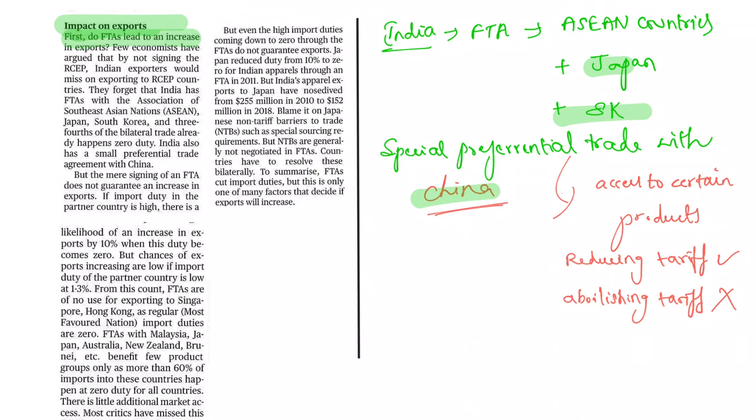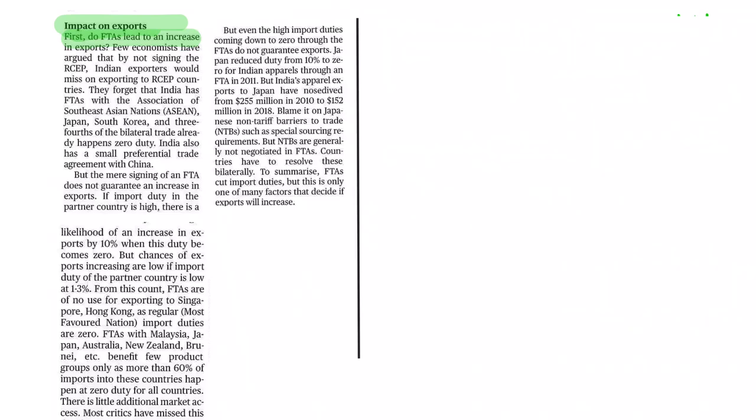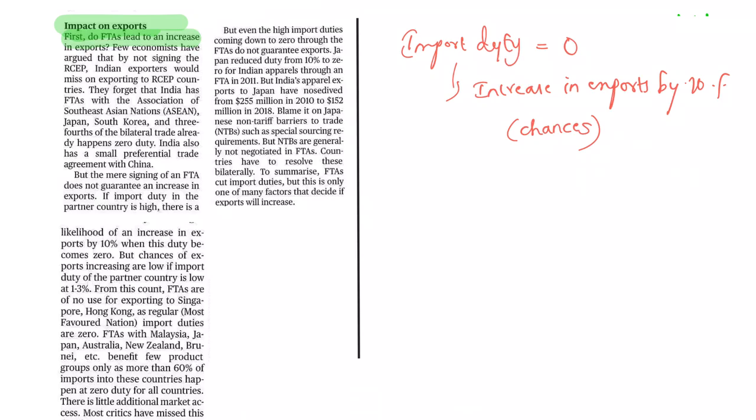Just signing a free trade agreement with other countries doesn't guarantee an increase in exports, because what if the import duty in the other countries is very high? When the import duty becomes zero, there is a likelihood of an increase in exports by 10%, and the chance of an increase in exports will become very less if the import duty of the other country is already low, at 1 to 3%.